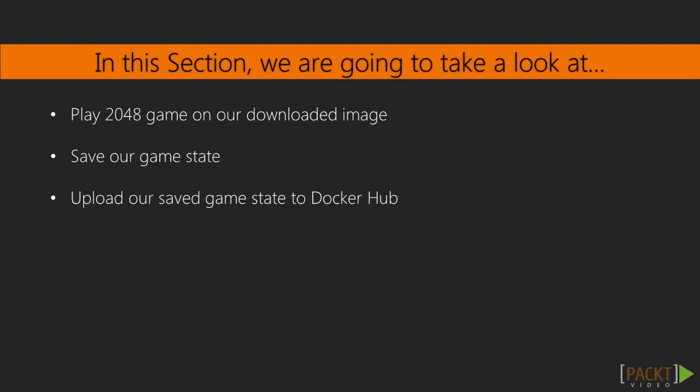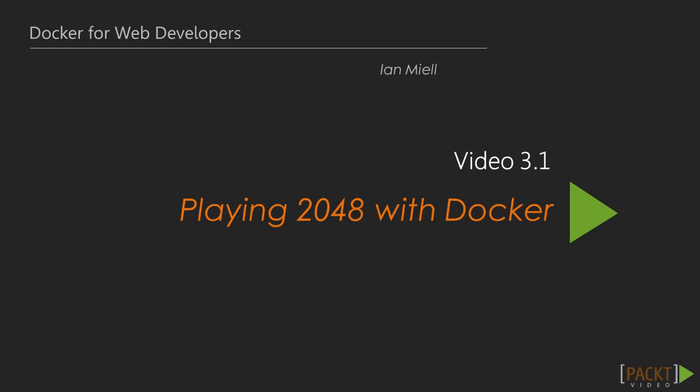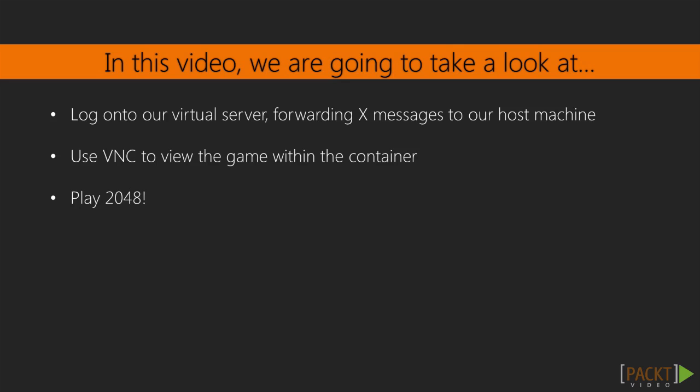towards better container states. To play 2048 within a container, we're going to log onto our virtual server, forward the X server commands to our local machine, and use VNC to view the game in a browser running within the container. By the end, we'll be able to run a browser within a contained environment and be ready to play and save the game. First, log on to your remote virtual machine using SSH -X. The -X forwards commands from the remote server to your local X server so you can view the browser in the 2048 container using a VNC client.